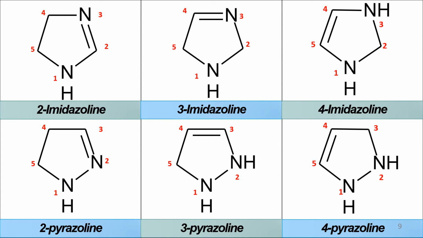Similarly, when the double bond is placed starting from 3, that's why we use 3-imidazoline. Similarly, 4-imidazoline, because the double bond is present at 4 and 5. Similarly, pyrazoline: because the double bond is present from 2, we number from 2, 3-pyrazoline, and 4-pyrazoline. Okay.